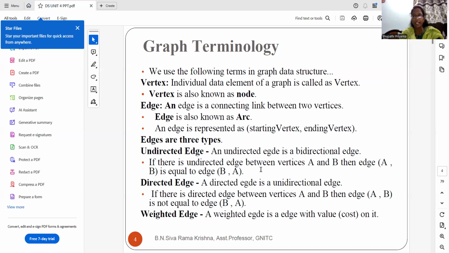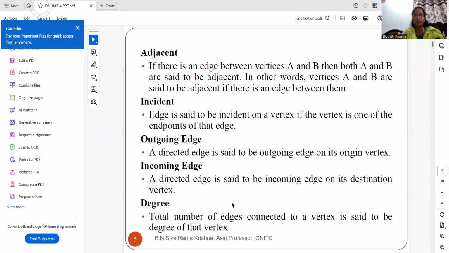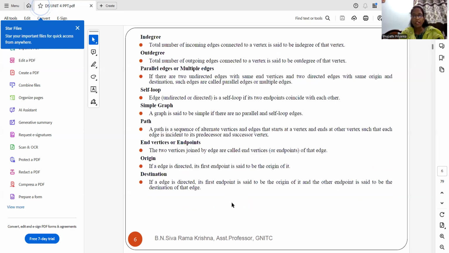That is a directed edge. Next, weighted edge. The weighted edge is the edge with a value. We mention the value here. That is why it is called a weighted edge, because we are mentioning the weights. Next, all these are terminologies: adjacent, incident, outgoing edge, incoming edge, degree, in degree, out degree, parallel edges or multiple edges, self loop, simple graph, path, end vertices or end points, origin, destination. All these are terminologies of edges.